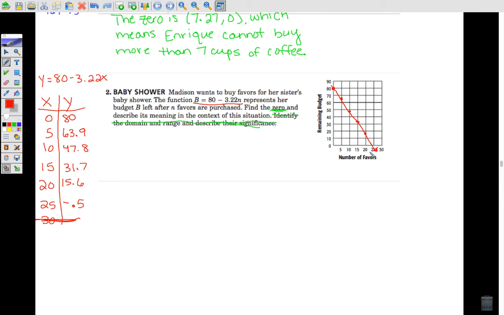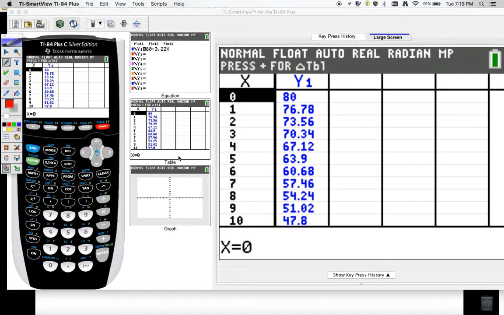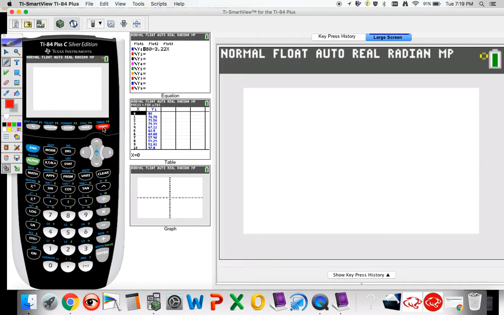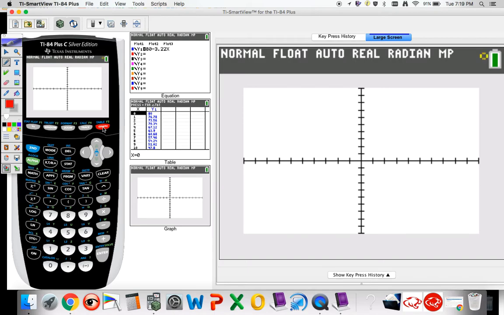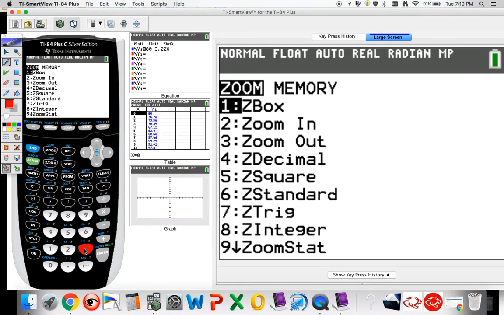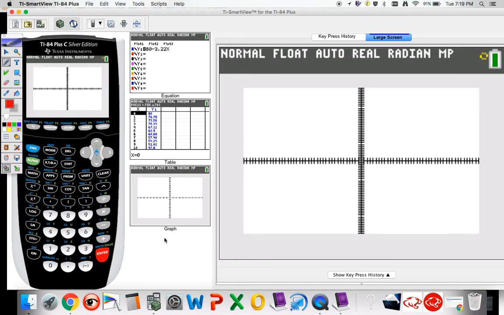And we know that the answer has to be somewhere between 20 and 25. So my 0, right here, how many favors she can buy is more than 20 but less than 25, and just a little bit less than 25. So let's go back to our calculator. Go ahead and hit your graph. And remember, if you can't see your graph, we're going to have to zoom out. So you're going to hit zoom 3 and then hit enter.